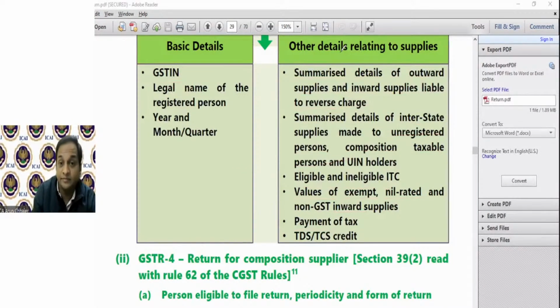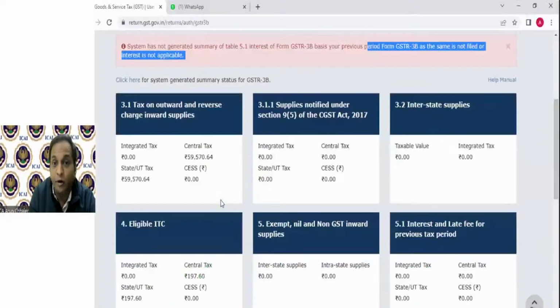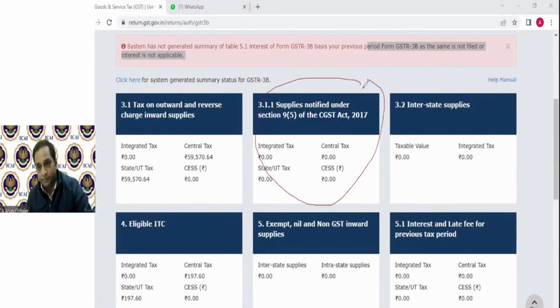Now, please note one thing. It is table 3.1. This is table 3.2. This is table 4. This is table 5 and this is table 6. In between, one more new table is added. What is that table? 3.1.1. 3.1.1 has been added: supplies notified under 9.5.